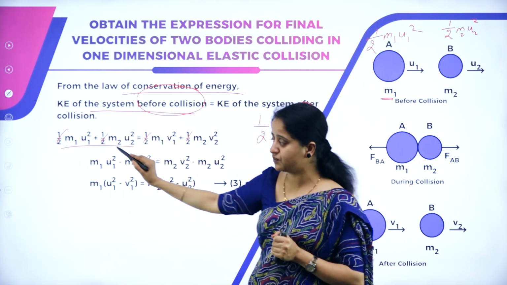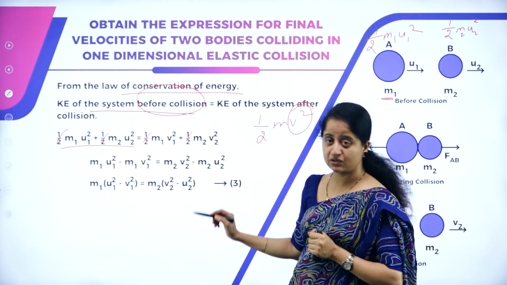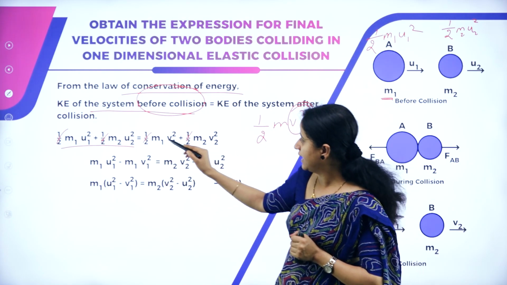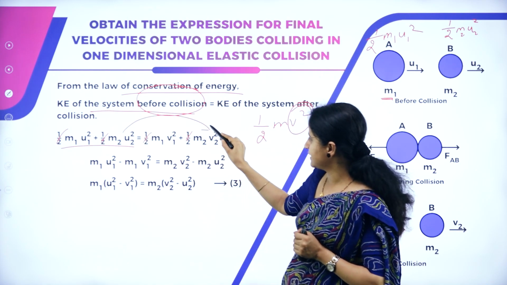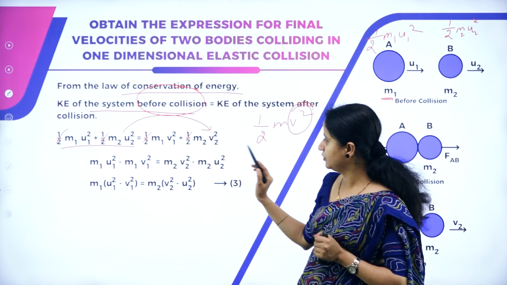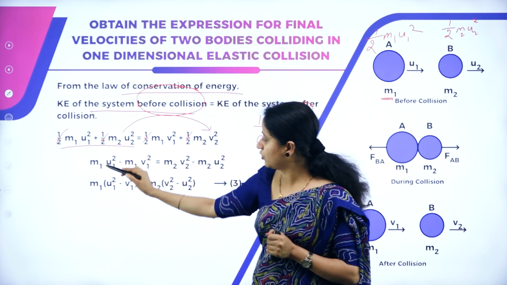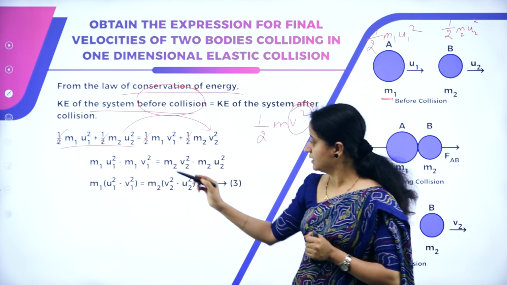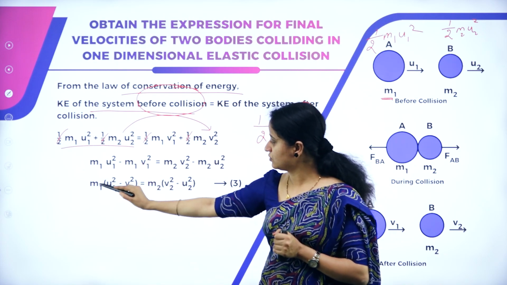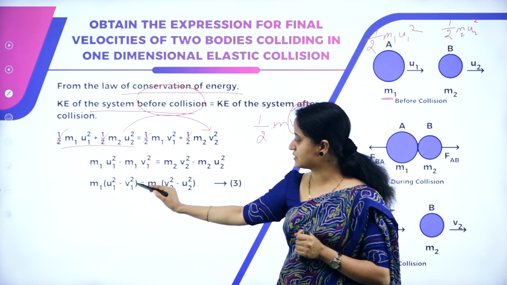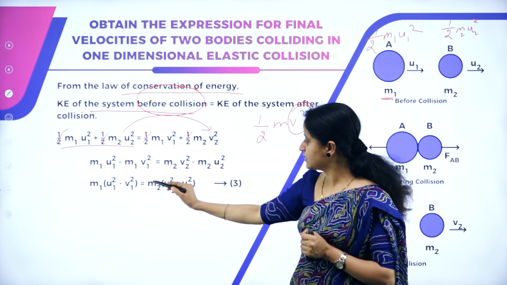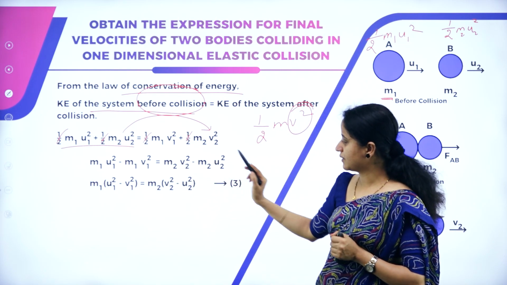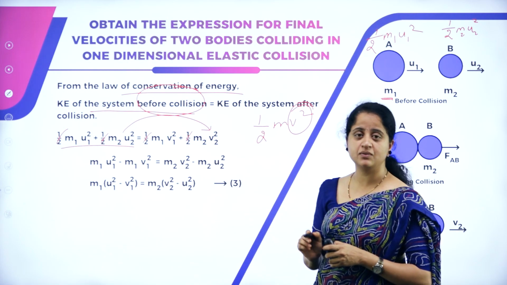When it gets transposed, we will get minus m1 v1 square, which is equal to m2 v2 square, which we already have here. Taking this to the other side, transposing, we will get m2 u2 square. So here we have grouped m1 terms to one side and m2 terms to the other side. We can take m1 common in these two, and we can write (u1 square minus v1 square) multiplied by m1, which is equal to m2 common in these two, m2 into (v2 square minus u2 square). This is our equation 3.